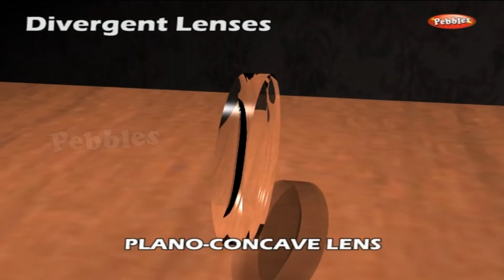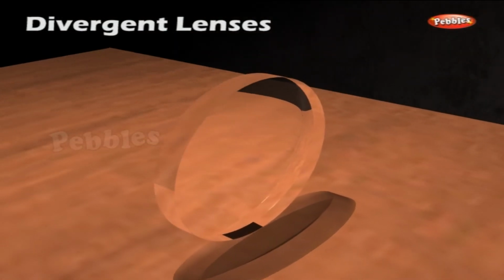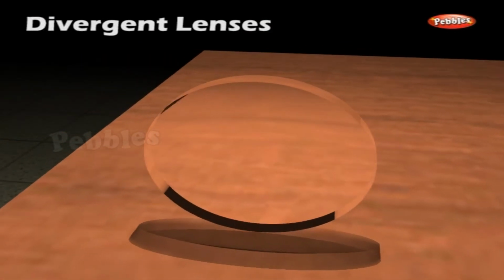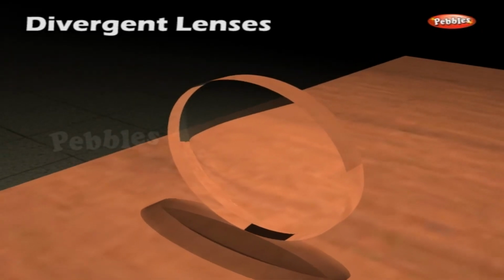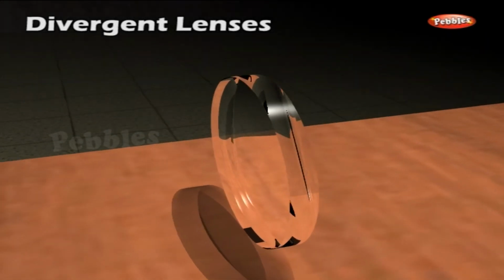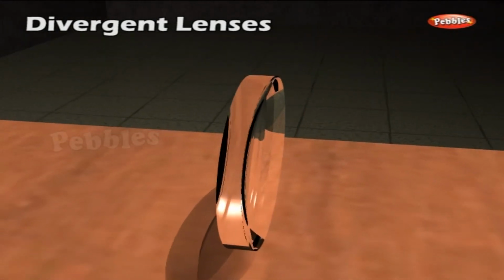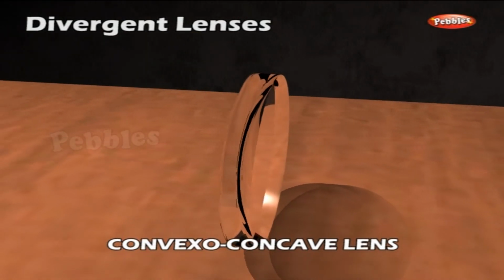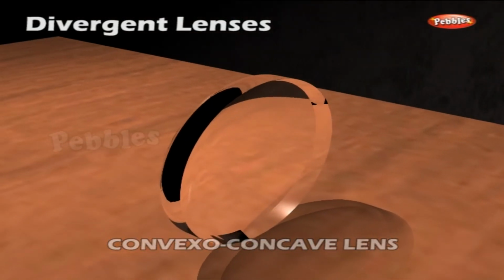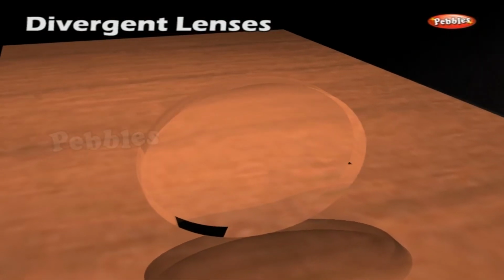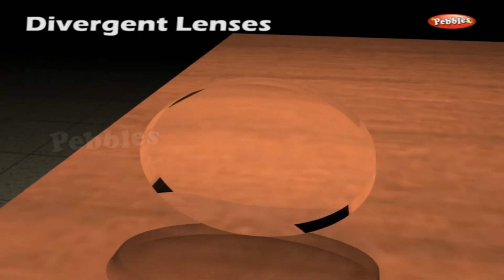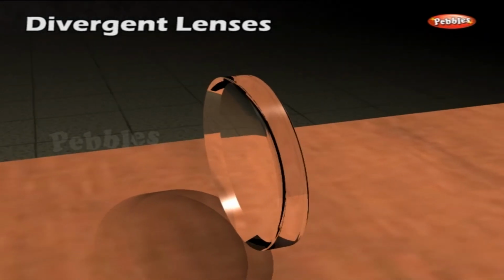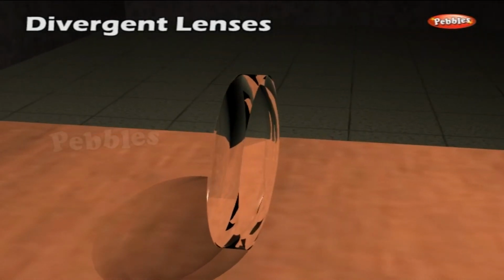Plano-concave lens. One of the surfaces of this type of lens is plane and the other concave. Convexo-concave lens. One of the surfaces of this type of lens is convex and the other concave. The radius of the concave side is less than that of the convex side.